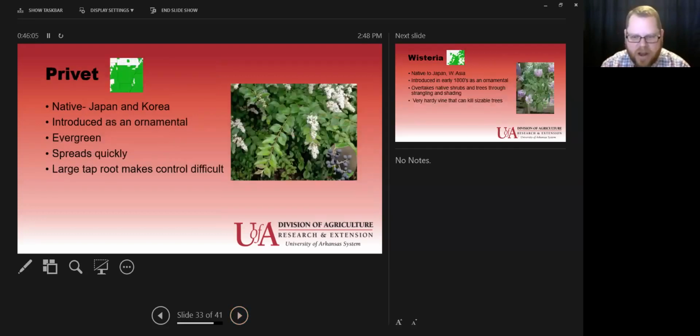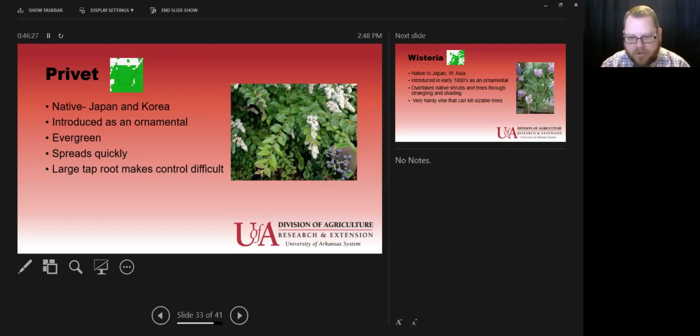Privet is our next one. So we know privet takes over fence rows, anything that's not maintained. Privet is going to grow there. It has a fibrous root system. It has a taproot system, and then it has the berries that we see on the inset of the picture.